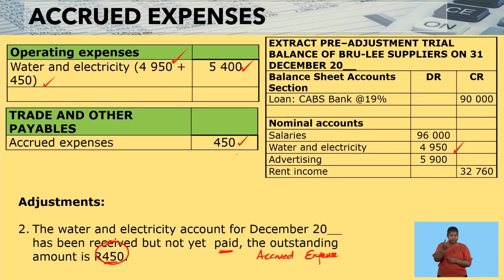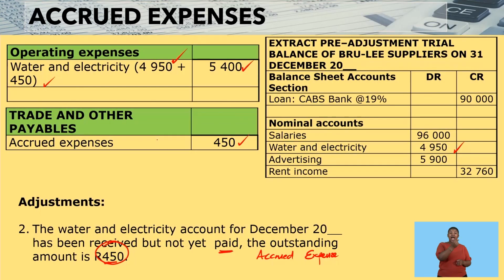Let me repeat that again. When we have an accrued expense, how do we know it is an accrued expense? When the amount has not yet been paid and we're told the outstanding amount is 450. So I'll come here and say, water and electricity, I take the amount from the list of balances. Then I add the accrued amount so that I can have my 5,400. That is the expense for the financial year. And the amount that is accrued goes to trade and other payables.